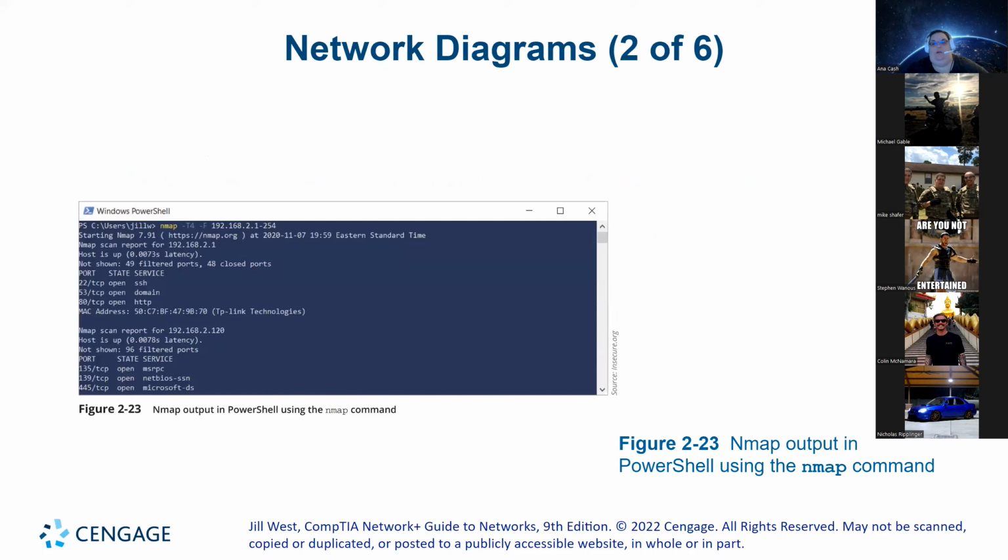This is PowerShell with Nmap. This is them doing an Nmap scan report of an IP address. And this is something exactly that we'll do. So the port, it's telling you these 3 ports are open and what they're doing. There's SSH, domain, and HTTP. There's your MAC address. And that's just what it looks like when you run Nmap.